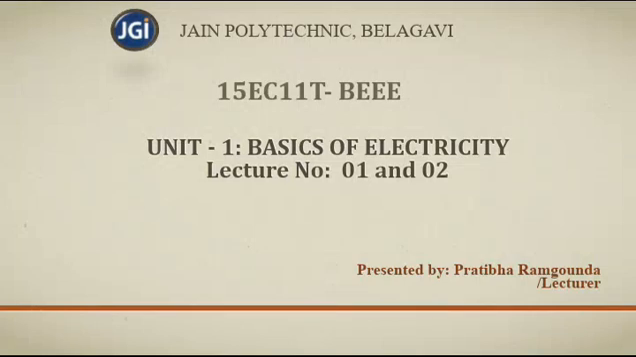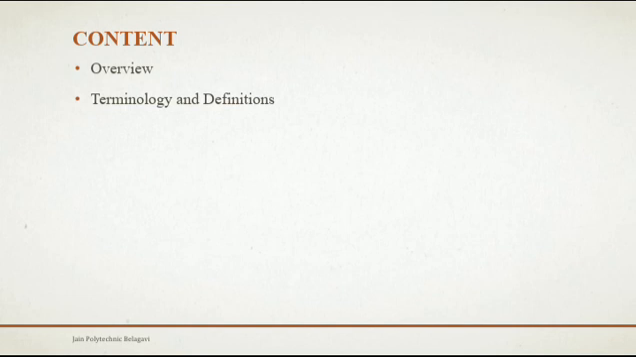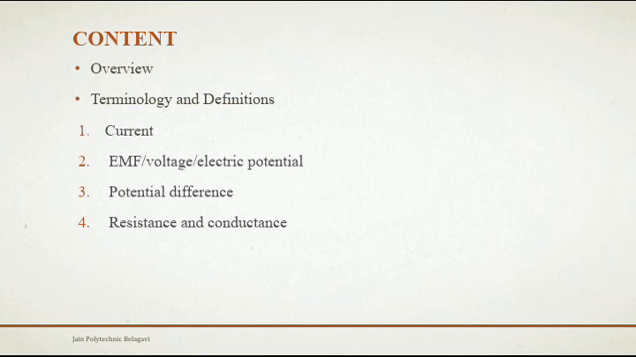So we are discussing the first chapter of BEEE, that is Basics of Electricity. In this PPT, we are going to cover lecture number 1 and 2. The contents present in this PPT are the overview, that is the introduction to basics of electricity, then a few terminologies and definitions such as current, EMF, voltage, electric potential, potential difference, resistance and conductance, and at the end we are going to summarize the whole PPT.